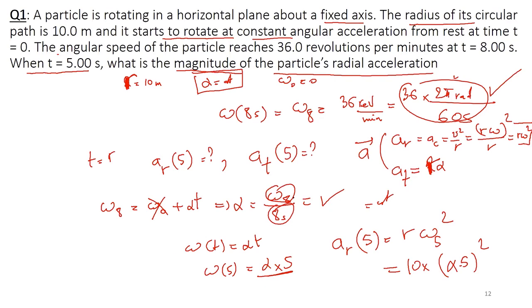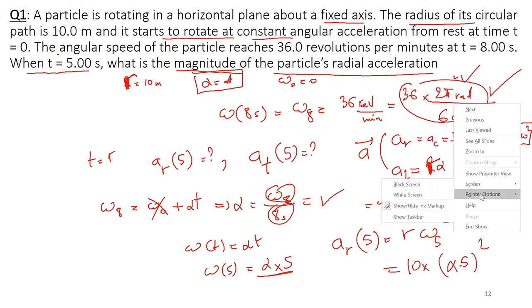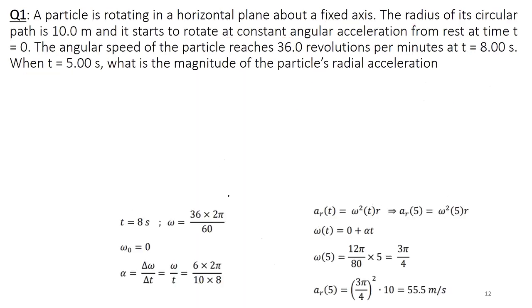Good. And then the tangential component, AT at 5, is simple. It's just r, which is 10, multiplied by alpha. And alpha is omega 8 divided by 8. Basically, this divided by 8. So this is not very difficult, but you have to be careful. This is what I did here. This is omega 8, and then this is alpha, and I get it. AR at t equal 5 is r omega squared. Omega 5 is what I need. How do I get omega 5? It is alpha multiplied by 5, and I get it here. So AR is just this.